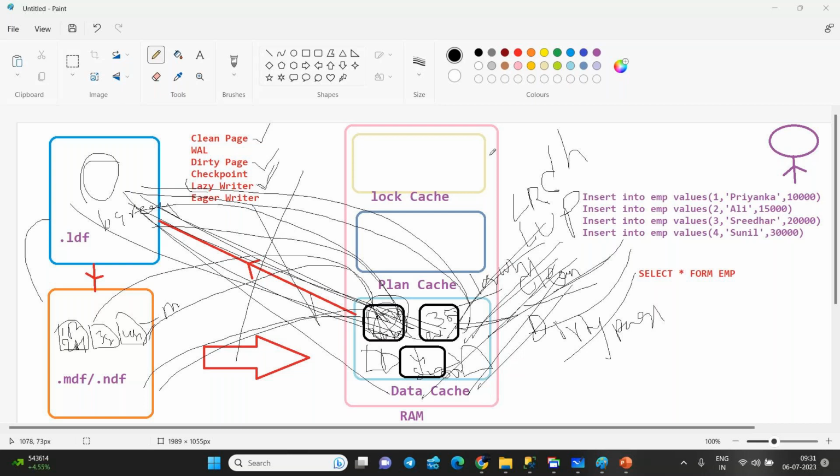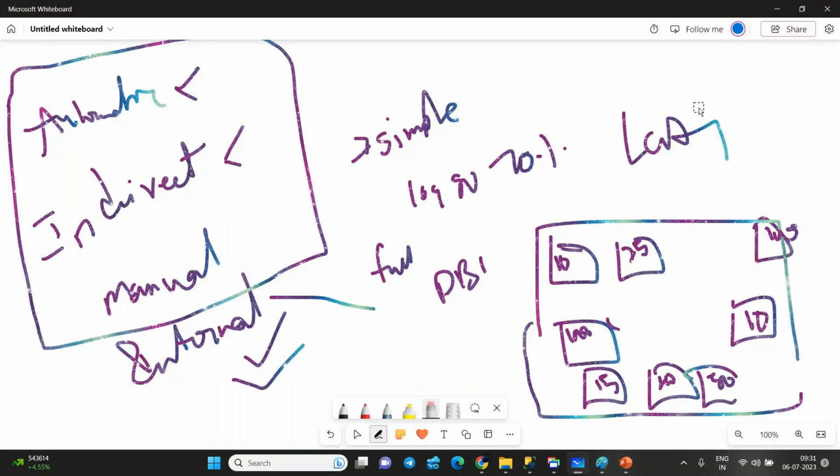Whenever you are calling a page, it will make one count every time. For example, Sai is using, Sunil is using, Sridhar is using, Siva is using, Ali is using, Priyanka is using. Whenever we are using, it will make a count every time of how many times this page has been used in the buffer.